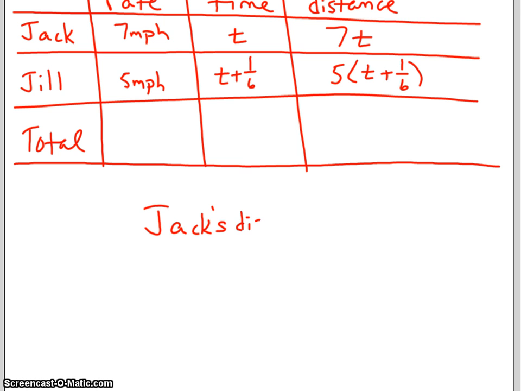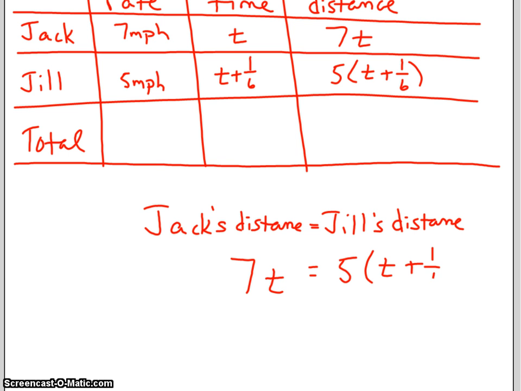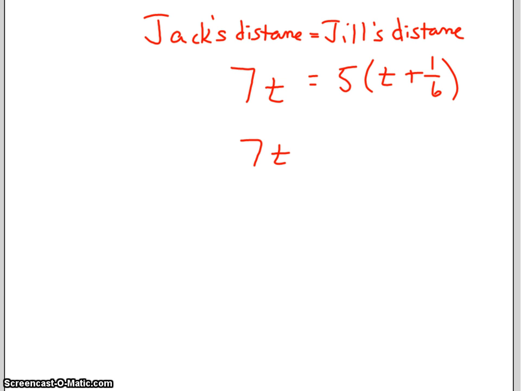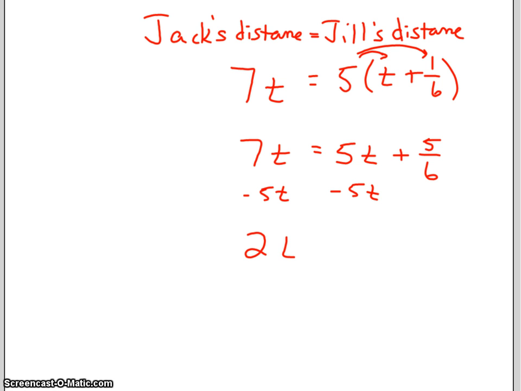So we know that Jack's distance and Jill's distance are the same. So Jack's distance is equal to Jill's distance. So 7t equals 5 times t plus 1/6. That's in hours. Alright, so let's keep working this out. 7t, we're going to distribute this 5 here. 5t plus 5/6. So we'll subtract 5t from both sides. So now we get 2t equals 5/6.